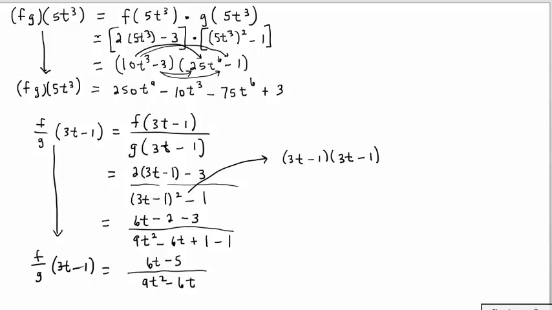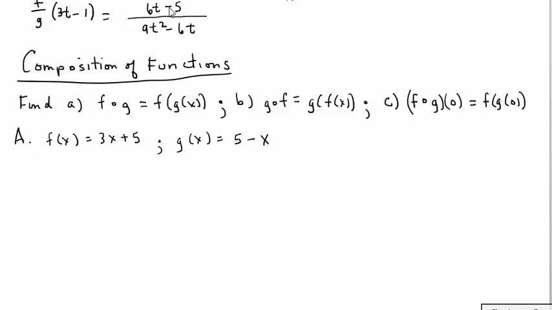Final answer there. Okay, so we've been adding, subtracting, multiplying, and dividing with numbers, with expressions, combining functions, etc. Now it's time to move to our second objective, which is composition functions.